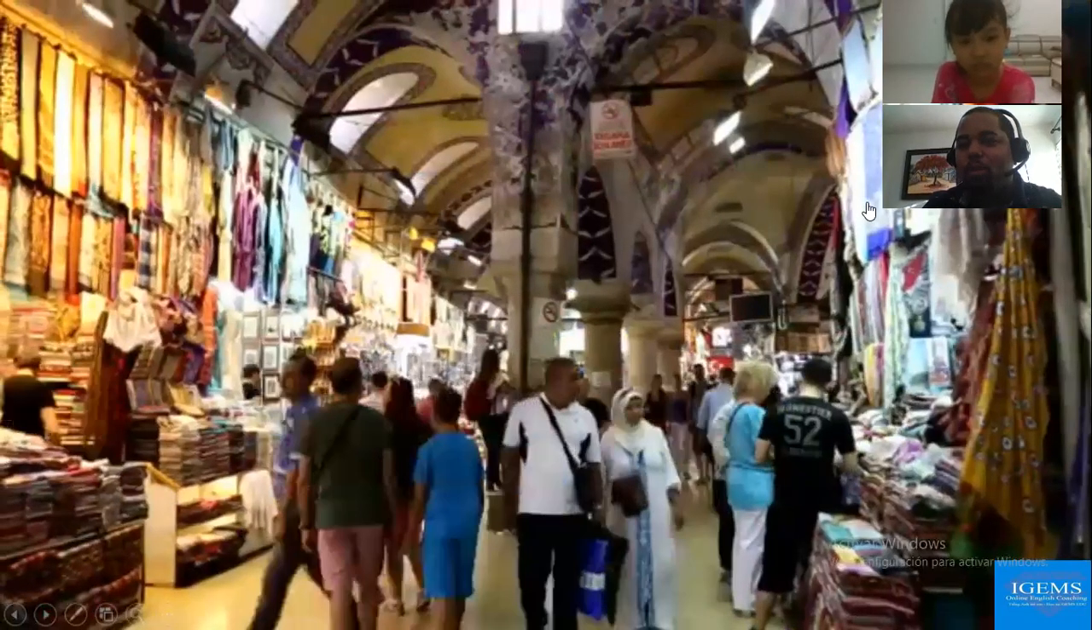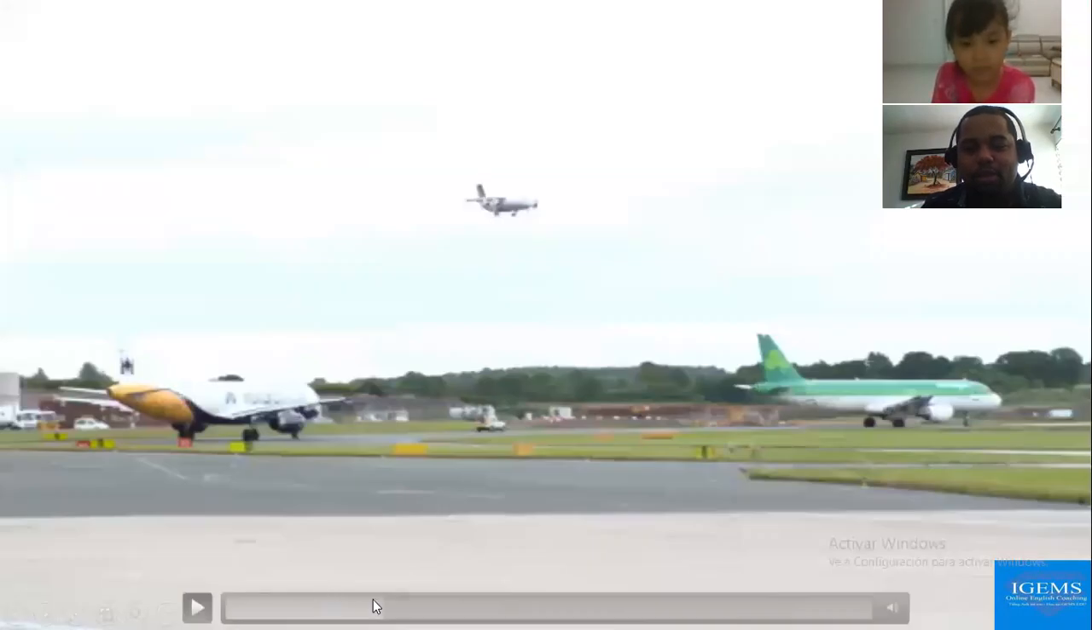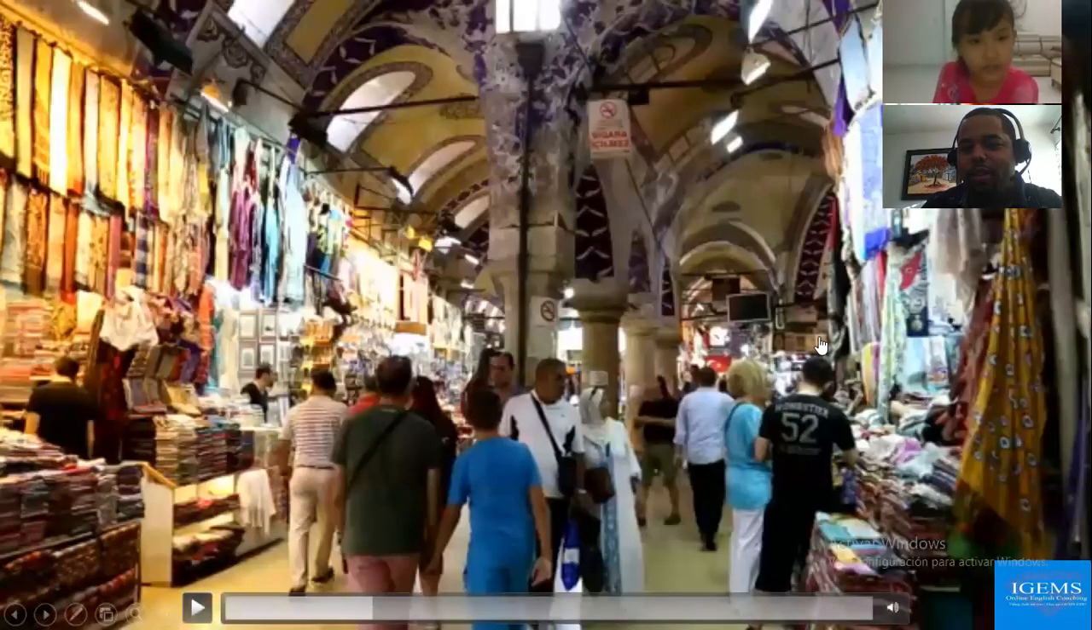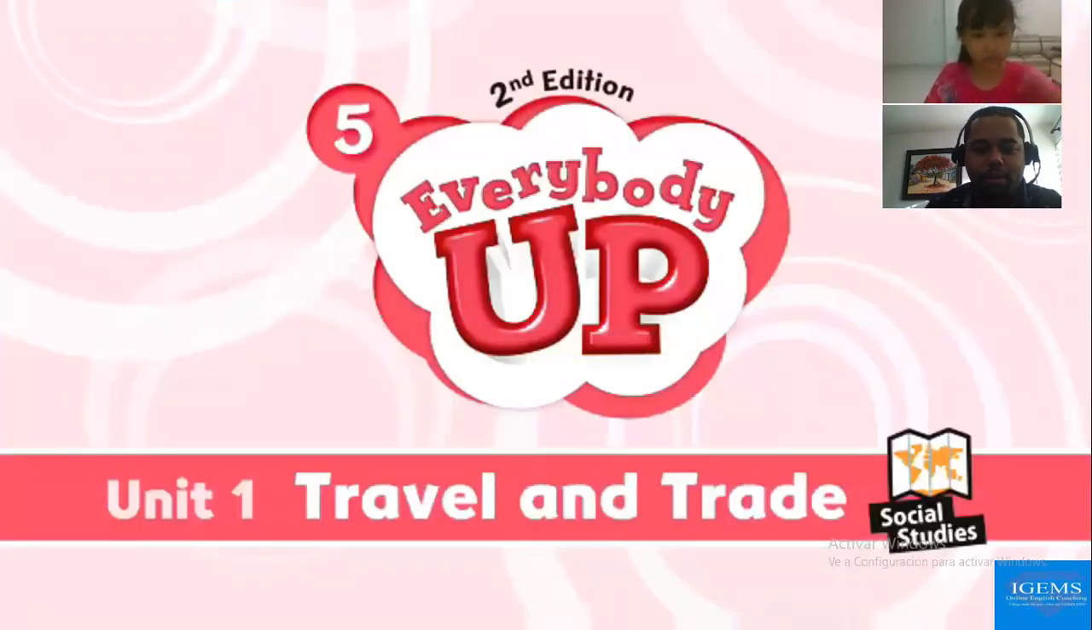You see the word trade? Look at this. This is also trade. They trade their goods here, maybe at the market or maybe at the supermarket.